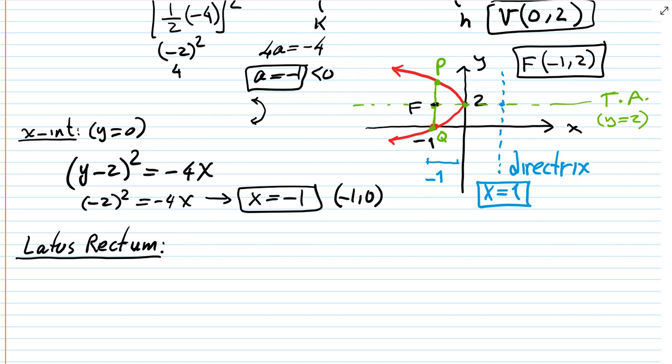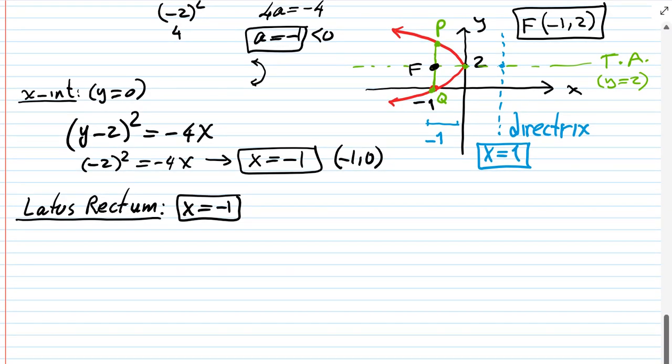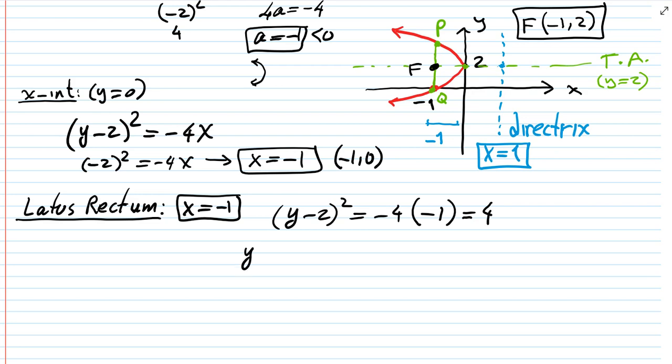So that's when x is negative 1, right? Right in here. See, focus has coordinates x negative 1. So I'm going to plug in negative 1 into the equation of that parabola. The equation is y minus 2 squared equals negative 4 times x. X is negative 1, makes it 4. Let's square the left side.